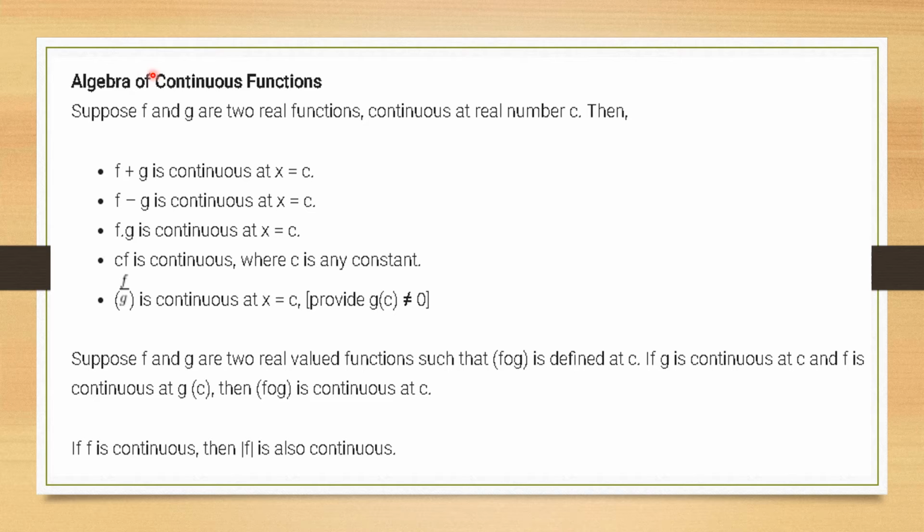And you are familiar with the algebra of continuous functions also: if f and g are two real valued functions which are continuous at a real number c, then their sum, their difference, their product, and their scalar multiple, that is c times f, where c is any constant, will also be continuous, and the ratio f upon g is also continuous at x equal to c, provided g of c is not equal to 0.